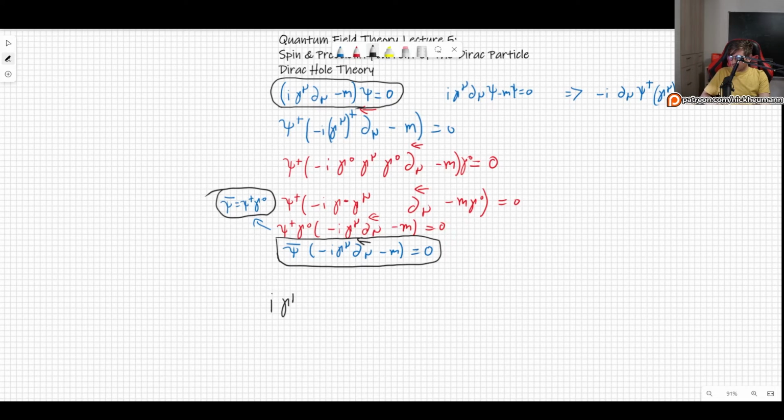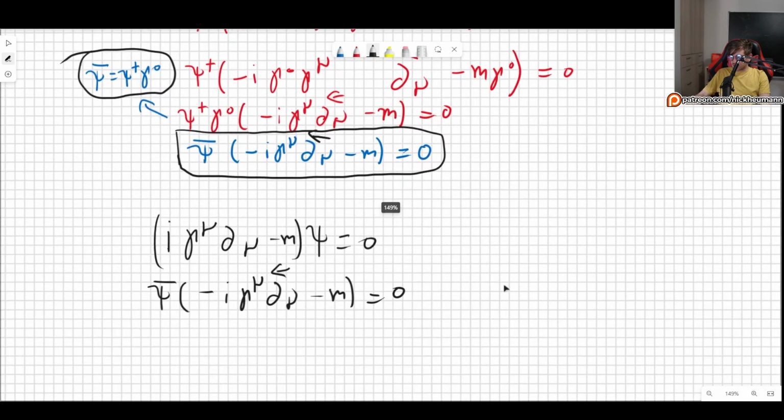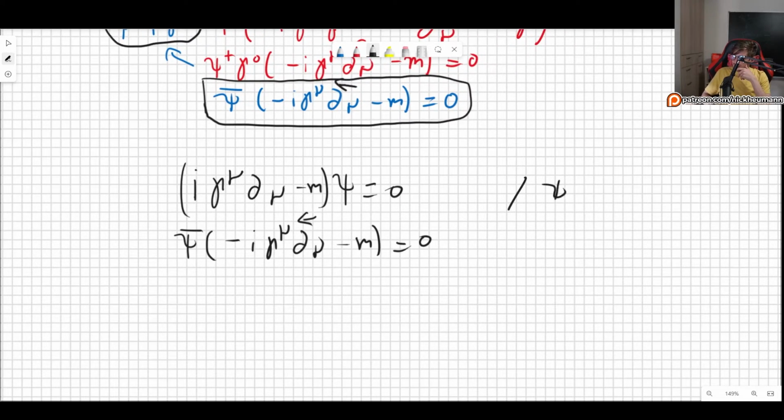So (iγ^μ ∂_μ − m)ψ = 0, and also the Hermitian adjoint of ψ, (−iγ^μ ∂_μ acting on the left − m) = 0. Now let us do what we always do. We multiply from the left by ψ-bar, and then down here we multiply from the right by ψ. Perhaps if we are multiplying from the left, let's do it like this, so that we are very clear. Okay, and then we subtract equation number 2 from equation number 1.